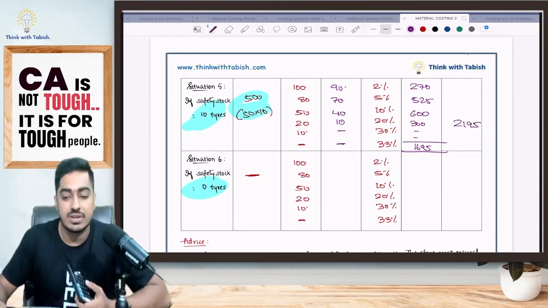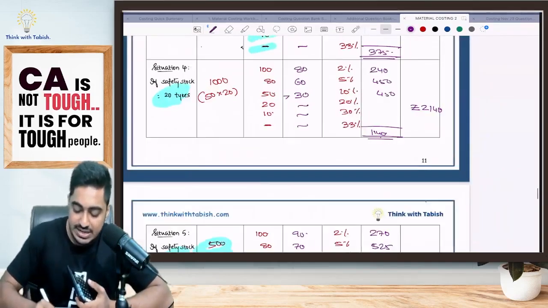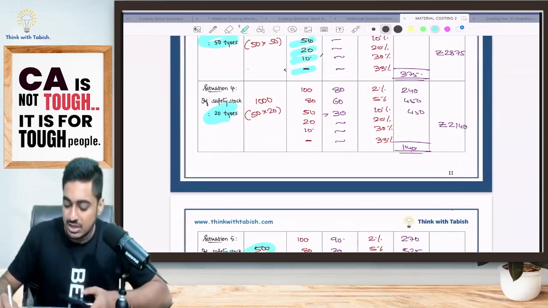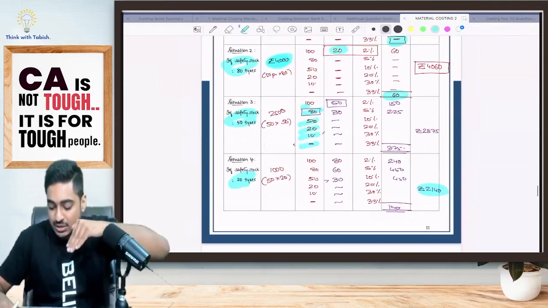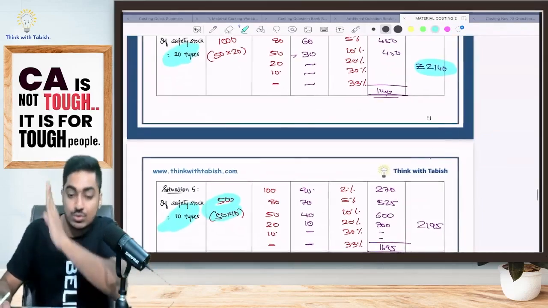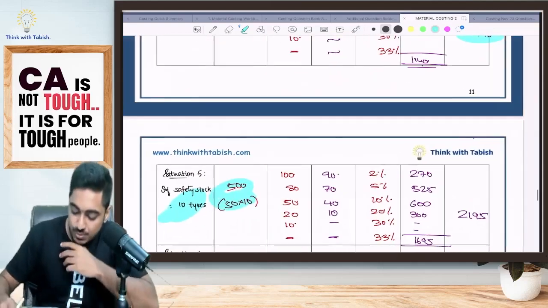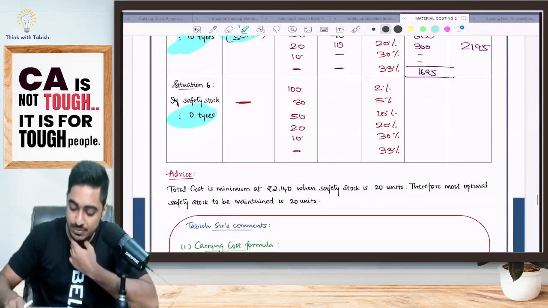Yes or no, everyone? Till here, is this clear? Yes. If you see this only, you will understand. There is no point going further. Because from 5,000 it came to 4,000, 2,800, 2,140. Here it was the minimum. Then it went up again to 2,195. So there is no point. Last one also if I do, cost will increase only. But still, let me do.